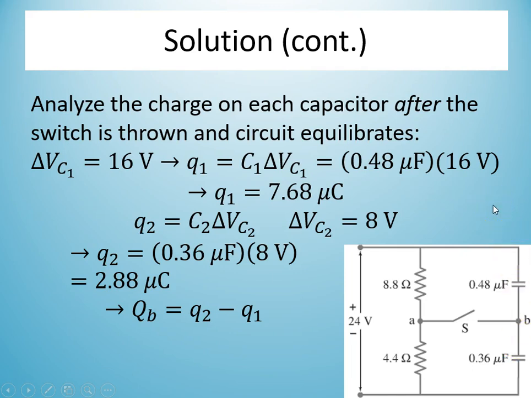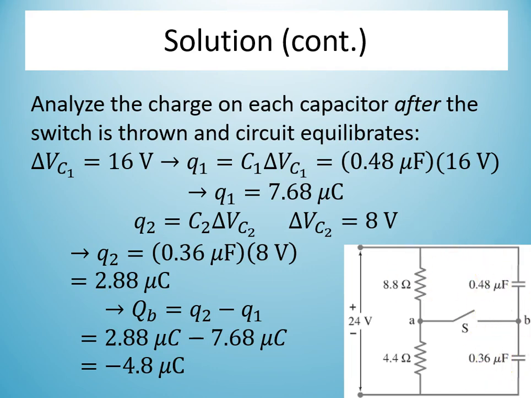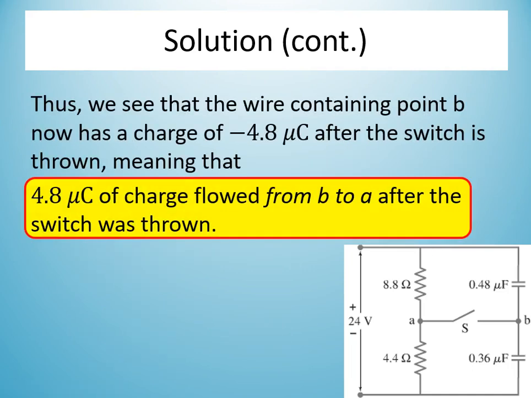charge now. It used to have a total charge of 0. Now it has a total charge of this positive charge minus the magnitude of this negative charge, which is negative 4.8 microcoulombs. This wire went from 0 coulombs to negative 4.8 microcoulombs, which means that 4.8 microcoulombs of charge ended up going from B to A through the switch. So it had been 0, now it's negative, so 4.8 microcoulombs flowed from B to A after the switch was thrown. So that's part D.